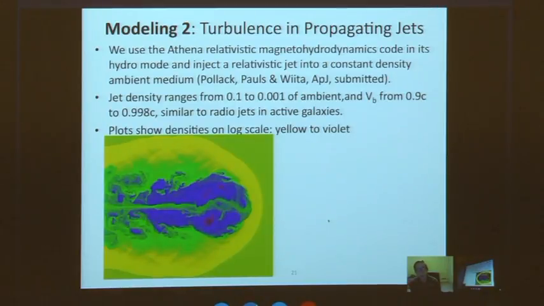So what's shown below is a simulation at a certain stage of densities on a logarithmic scale. So you can see the jet propagating from left to right, and it's gone unstable at this point and starting to wiggle around. You see the highest density is the yellow bow shock here, and the green outside is the ambient medium through which the jet is propagating. So I'll show you a few more of these images on the next slide.